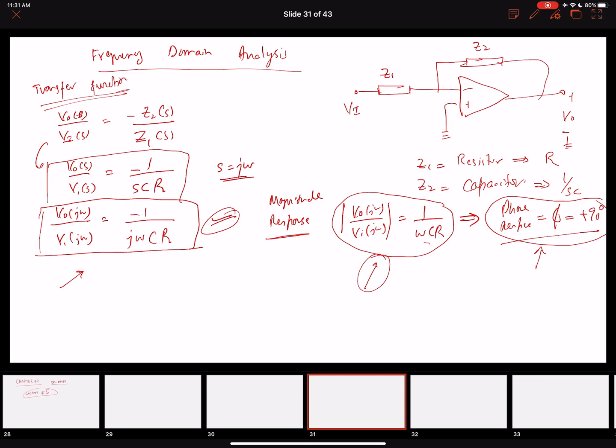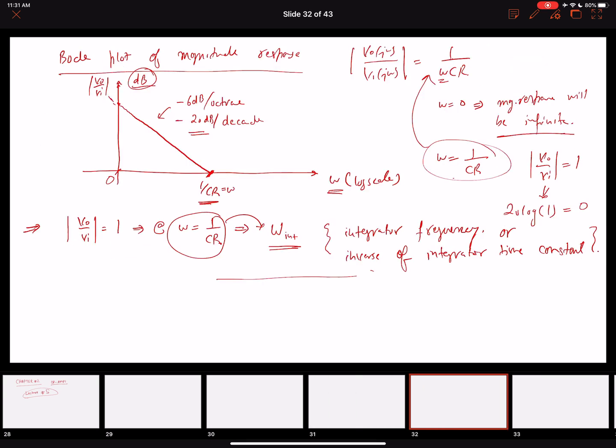The magnitude response came out to be 1 over omega CR. When we plot that magnitude response, this is what we get. We saw two important things here: when omega equals 1 over CR, and when omega equals 0. When omega equals 1 over CR, this is known as the integrator frequency, or inverse of the integrator time constant. And when omega equals 0, if we put omega equals 0 over here, we can see that the V naught over Vi magnitude response becomes infinitely large. So this is what we are going to discuss more now.